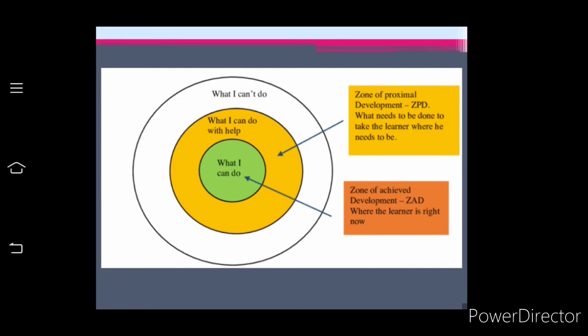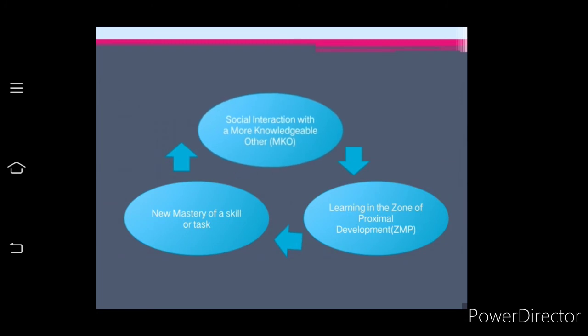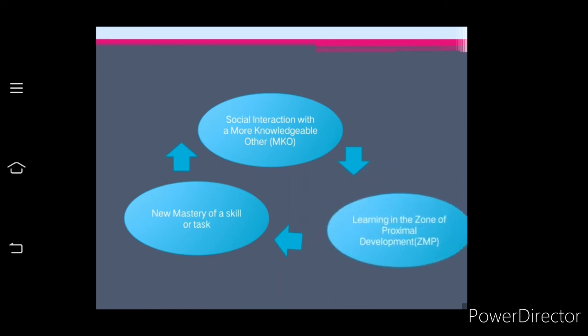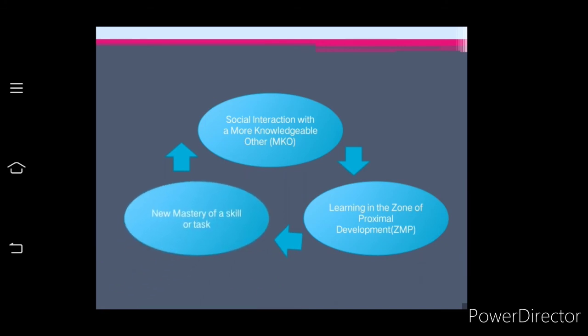So next is the process of ZPD. The process of ZPD starts with social interaction with more knowledgeable others. Through social interaction with more knowledgeable others, you acquire knowledge from them, and with that you learn, and because you learn, you arrive at a new mastery of a skill. It is not just enough that you learn from that interaction, but it is also vital to carry out and execute those learnings for you to grow.